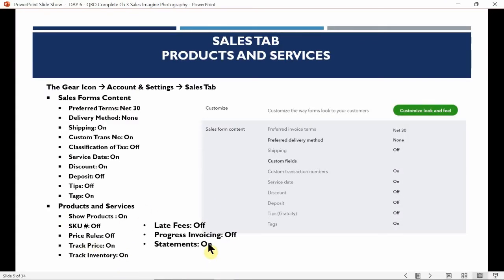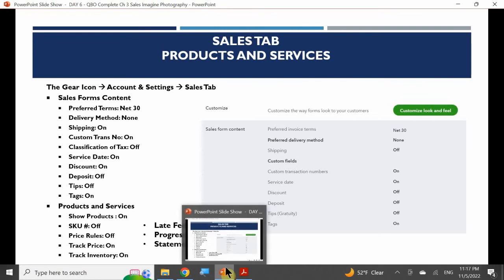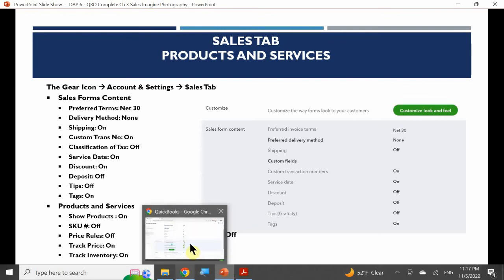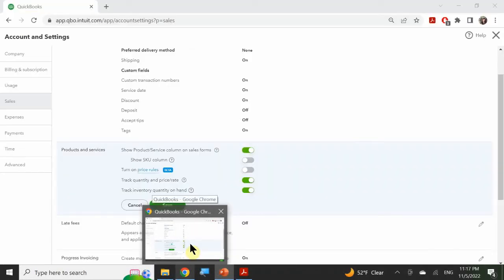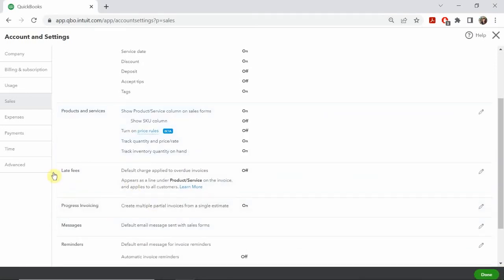Other things too is late fees. Right now, temporarily, we'll just have them turned off for now. For progress invoicing, we want them off. And then statements, we want to have them on. We'll talk about statements in chapter 5.2. But let's save this. And then late fees, right now, we have them currently off.